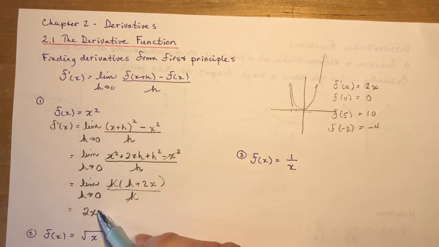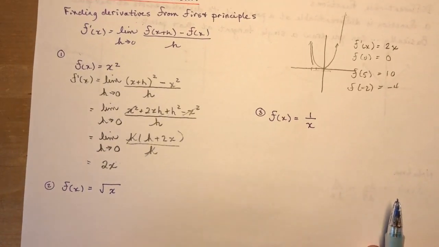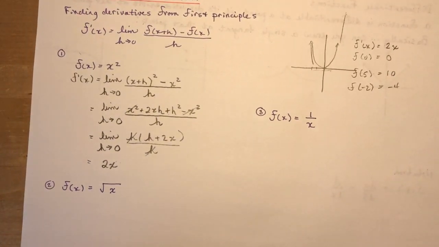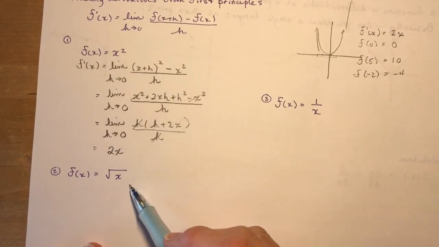So this is a very powerful little function that now you can determine the slope for any value of x to the graph of x squared. Remarkable, isn't it? You should be impressed and wowed and thrilled. Okay, so let's look at what you would do with the root of x.